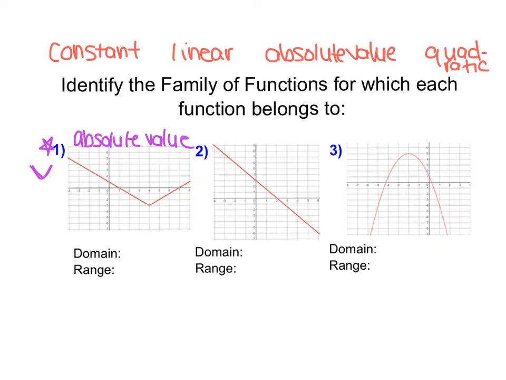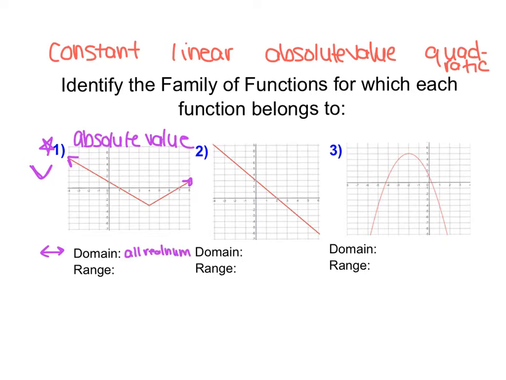Now from here, we also need to determine domain and range. What I notice here is that this graph continues on forever. It keeps going off the page. It's going forever left and right. And because of that, all of the x values that I'm using to create that graph in red are all of the x values that exist. So my domain for this graph is all real numbers.